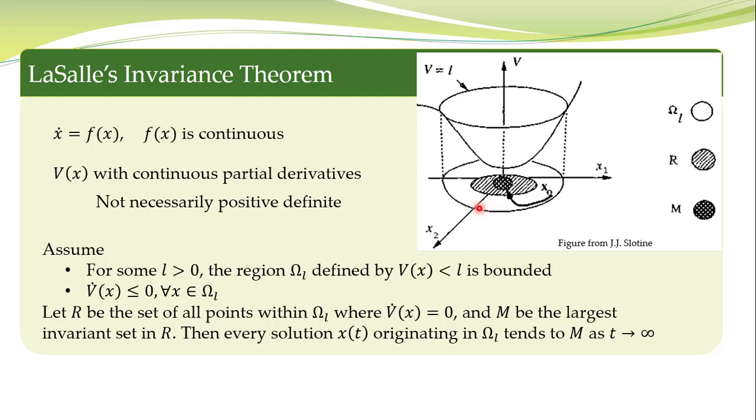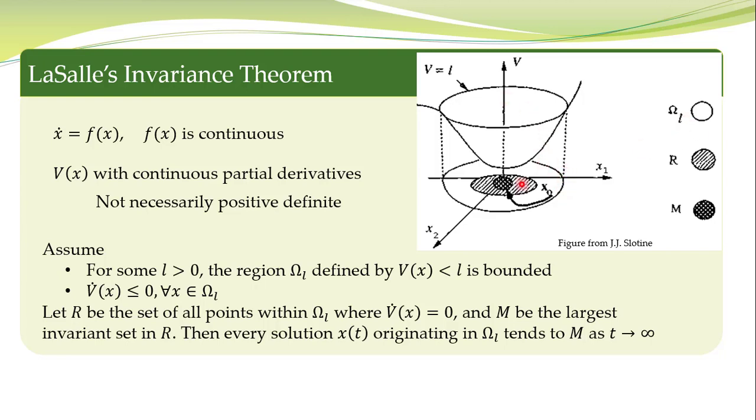This set inside this circle is omega L. All the points inside this circle, this set is omega L. For all the points inside this circle, v will be less than L. Is that clear? So all the points inside this circle, that set is omega L.